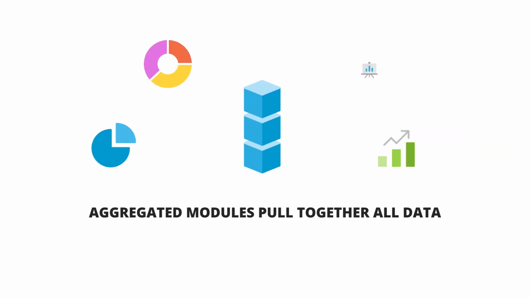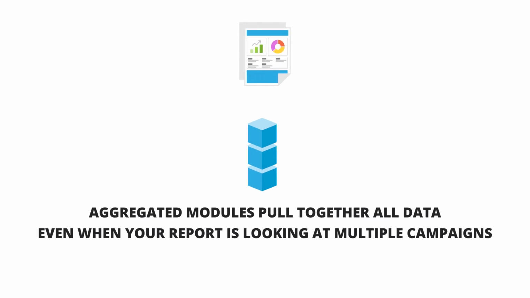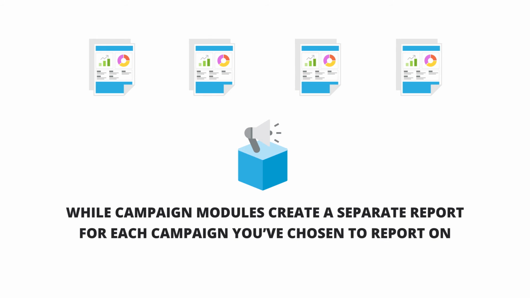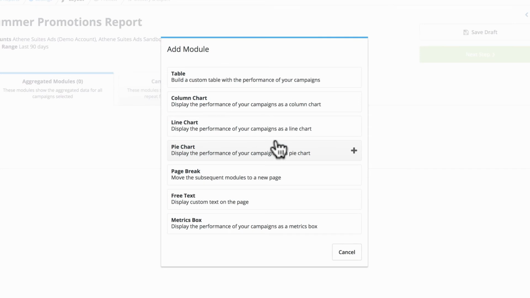First, you'll want to decide between using aggregated or campaign modules. Aggregated modules pull together all data, even when your report is looking at multiple campaigns, while campaign modules create a separate report for each campaign you've chosen to report on. Click Add Modules to view the types of modules that can be added to your report. Popular options include Metrics Box, Line Chart, and Pie Chart. Additional written context can be added to your reports with the free text module.